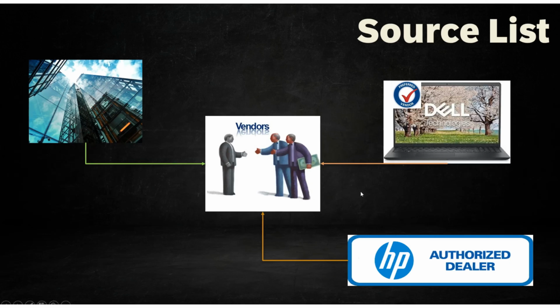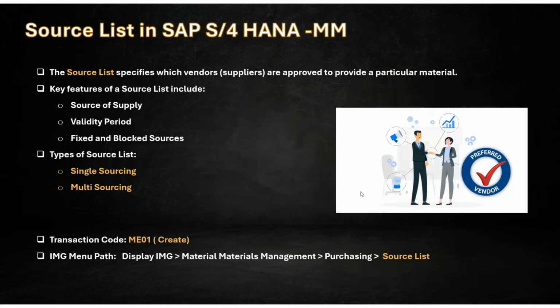Here, the source list ensures that when your purchasing department needs to buy the laptop, they will select from these pre-approved vendors following the rules set in the source list. Now we also have different types of source list. There are different ways to categorize and manage the source list in SAP. If we talk about the sourcing, we have single sourcing. Single sourcing involves using a single vendor as a source of supply for a material. For instance, if you decide to purchase all laptops from Dell for a year, Dell would become a single source listed in the source list.